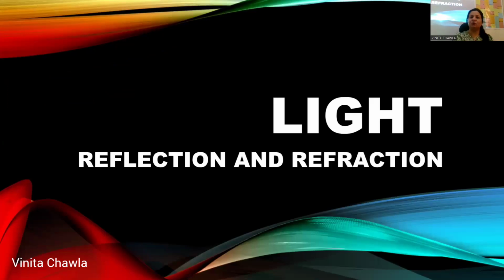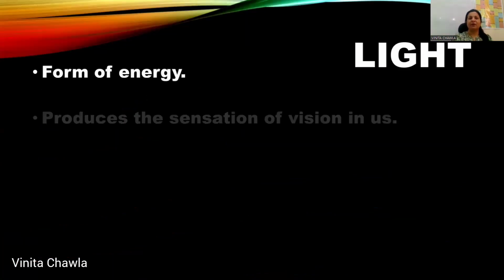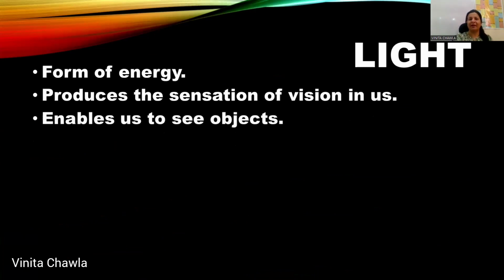In this chapter, we'll be studying two different phenomena of light, reflection and refraction. So let's start from light. What is light? It is a form of energy. It enables us to see objects. It produces a sensation of vision in us. We can see different objects around us because of light.